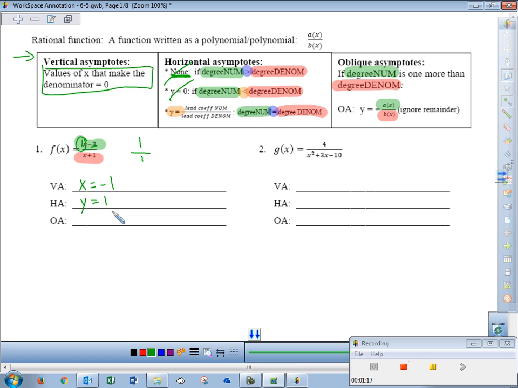Let me explain that one more time. I was trying to check for horizontal asymptotes. I used this little chart right here. Checked out my degrees. That's what all 3 of these rules have to do with: what's the degree of the numerator versus what's the degree of the denominator.